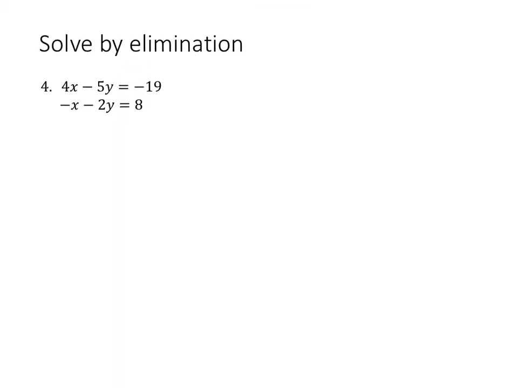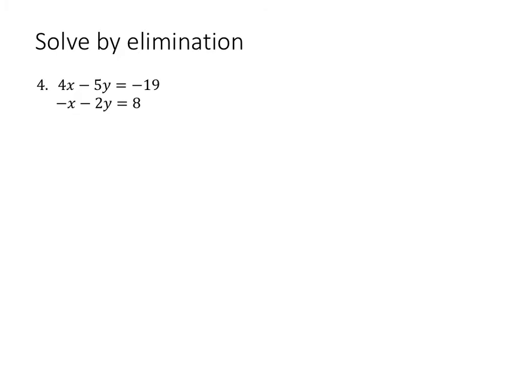Number 4, solve by elimination. 4x minus 5y equals negative 19, and negative x minus 2y equals 8. The easiest way to get it eliminated for this one: I noticed my 5 and 2, I would have to multiply both equations to get rid of my y, okay? But with my x value, I have 4 plus negative x. All I would need to do here is multiply my bottom equation by 4, okay?